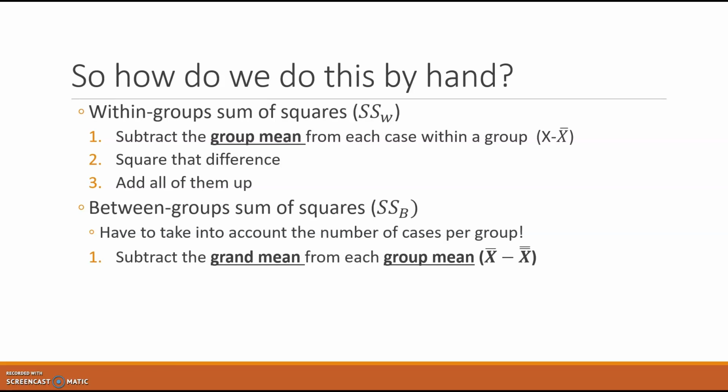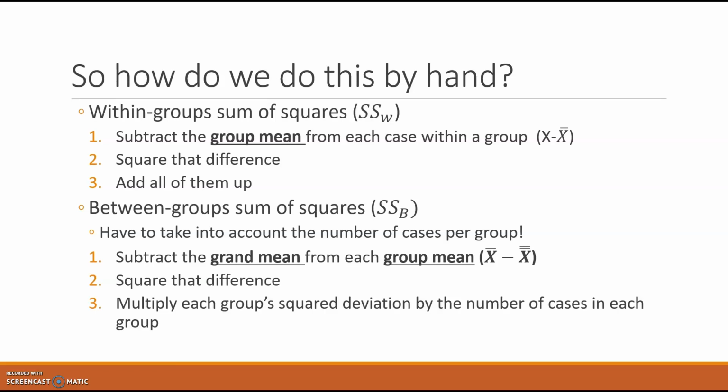So you subtract the grand mean from each group mean. If you have 3 groups, you only have to do this 3 times, 1 for each group, okay? Square the difference. Again, we're doing sum of squares. And then multiply each group's square deviation by the number of cases in each group. It's easier because there's a whole lot fewer things to subtract, but then you have to remember to multiply, because this weighs that grade. It weighs that standard deviation by how many individuals are in that group. Add them up.